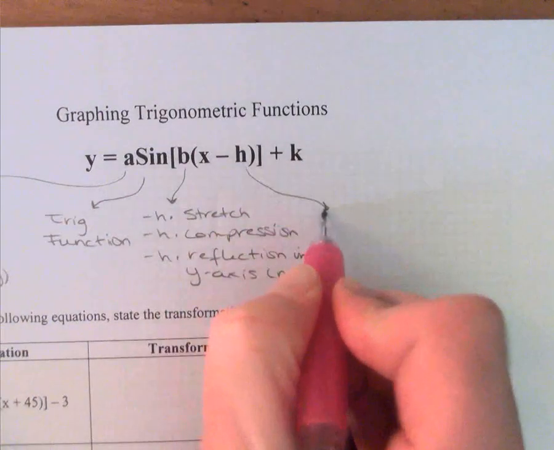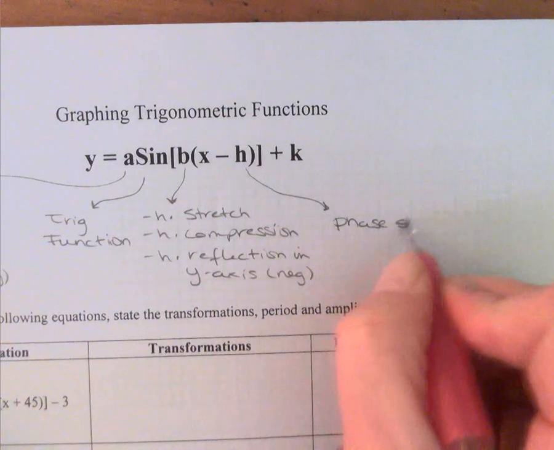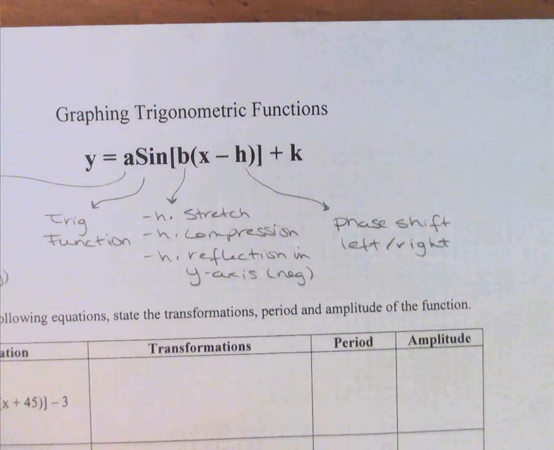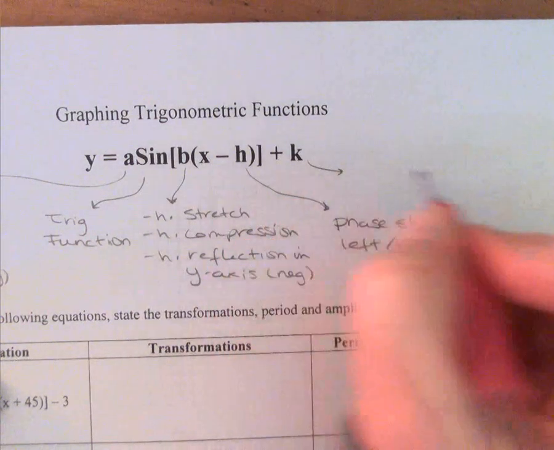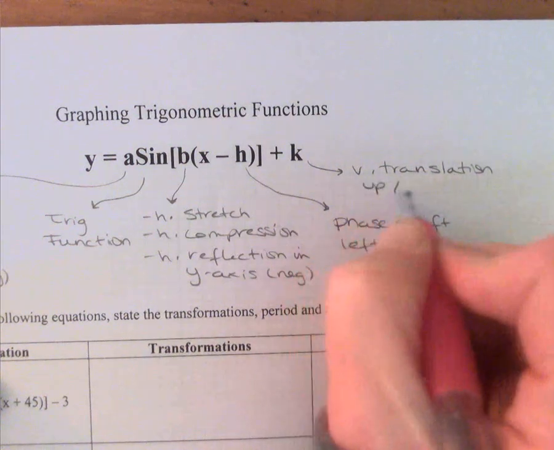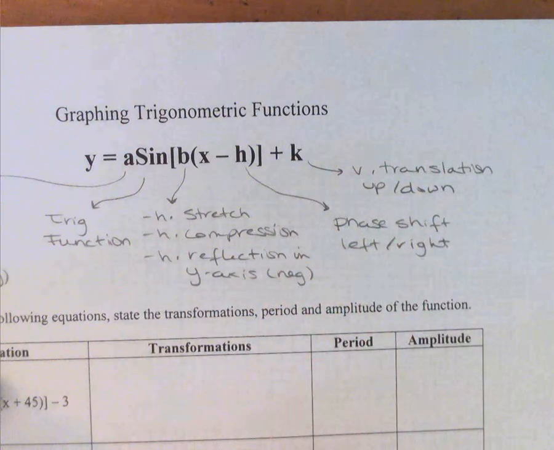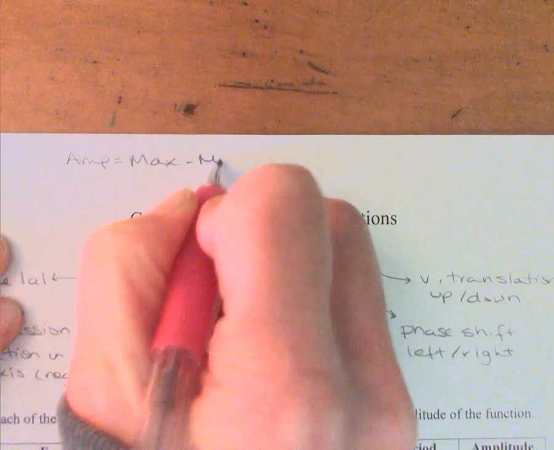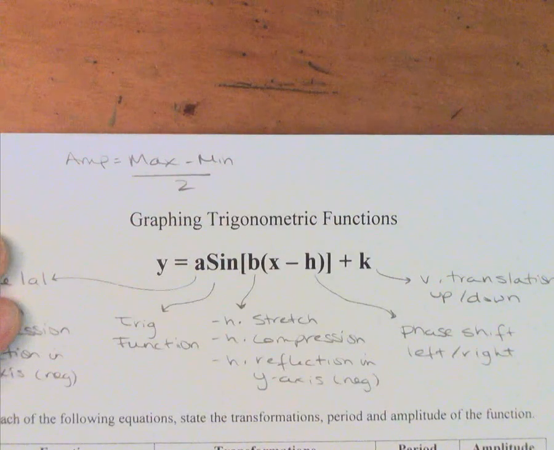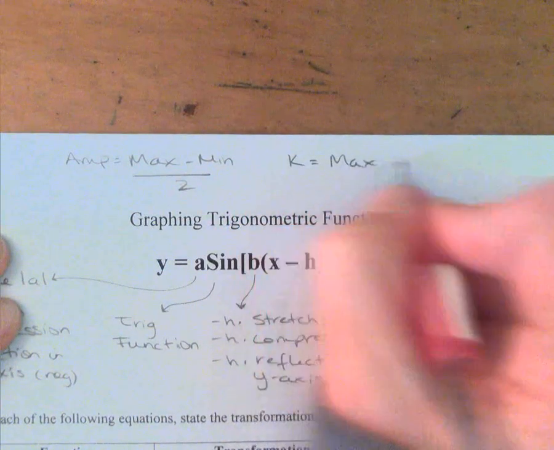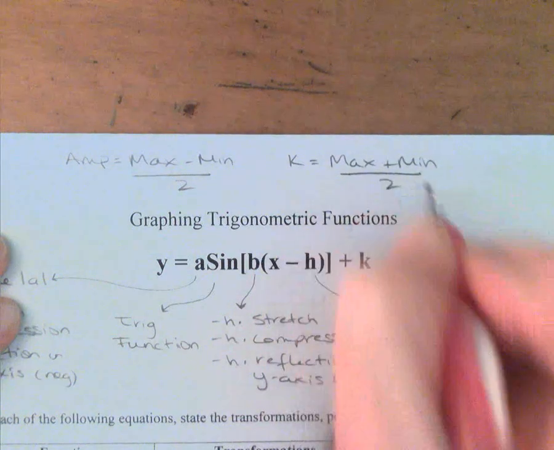My H is my phase shift, left and right. And my K is my vertical translation, up and down. To figure out the amplitude, I do the max minus the min divided by 2. To figure out my midline or my K value, I do the max plus the min divided by 2.